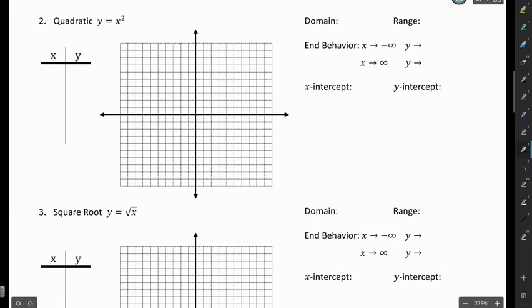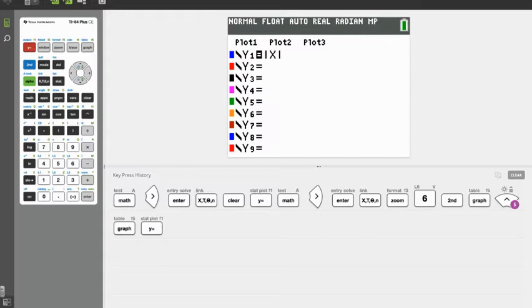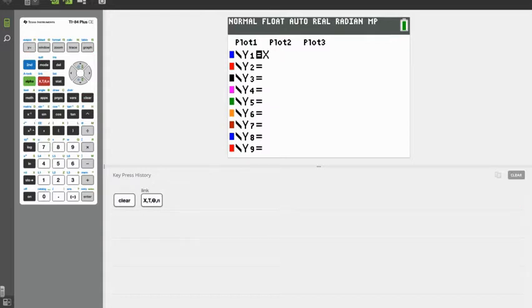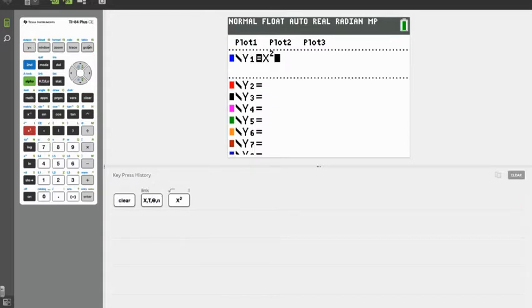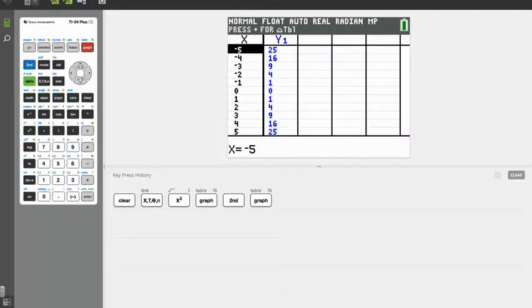So let's go on to quadratic. We're going to go back to our calculator. We're going to go to y equals, clear, x squared, and look at the graph so we know what we should be expecting. We're going to go to second graph to see the table, and pick some reasonable values that we can plot on our graph. It looks like -3 through +3 would probably be good choices. Right, we have a nice sketch.